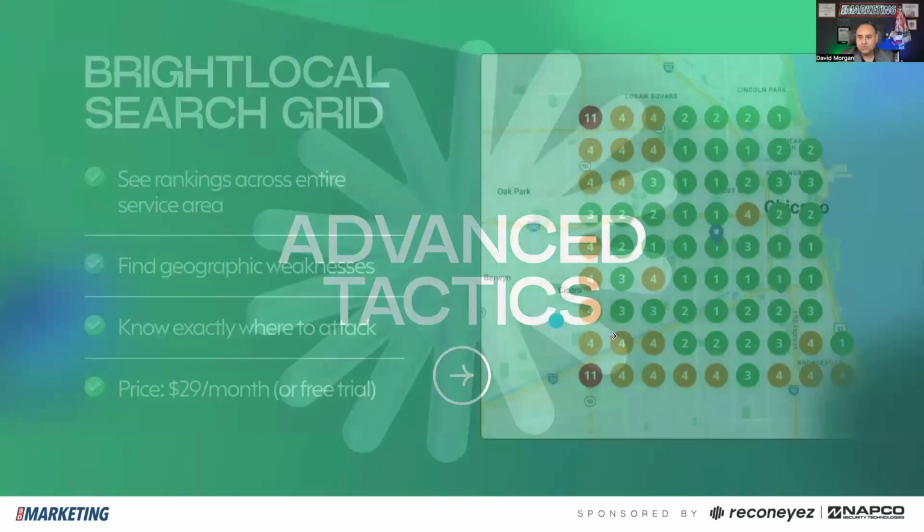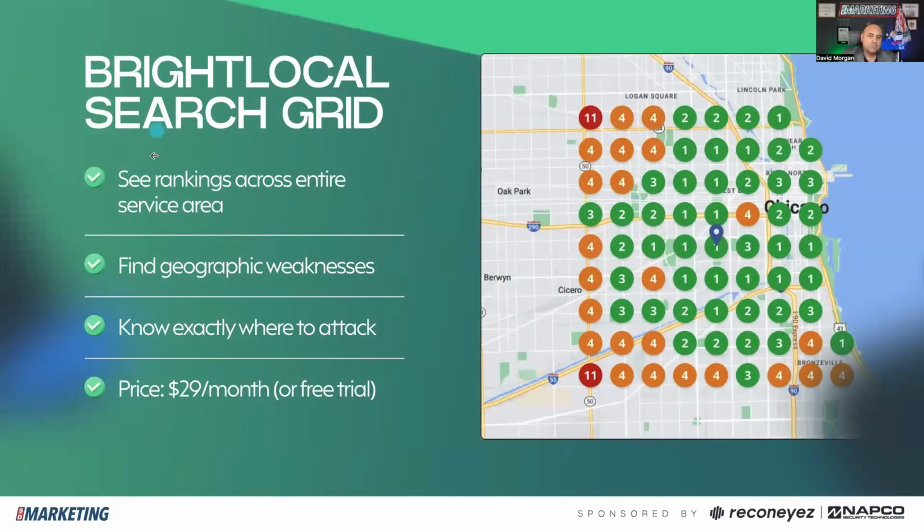So in terms of some of the advanced tactics, Bright Local is one of the other tools that we use and that we recommend as well. It basically allows you to have a type of heat map. Let's say, for example, in the outskirts of Chicago, for this specific keyword and phrase, this screenshot is showing what ranking you are, and generally speaking, the closer you are in proximity, the better you're ranked.